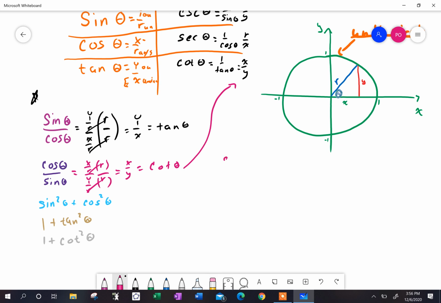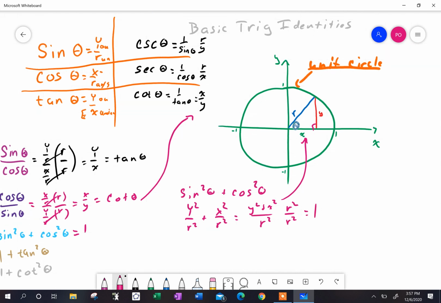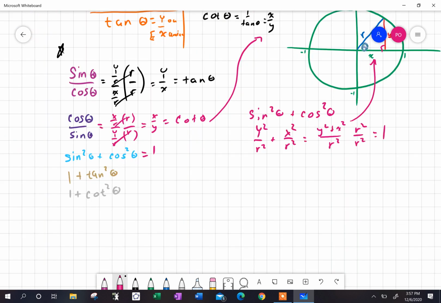Sine squared of theta plus cosine squared of theta: sine is y over r, so y squared over r squared, plus cosine squared, which is x squared over r squared, gives me y squared plus x squared over r squared. But remember, if you go back to your picture, this is a right angle triangle, which means y squared plus x squared equals r squared, so r squared over r squared is 1. That's the Pythagorean identity: sine squared plus cosine squared of theta equals 1.